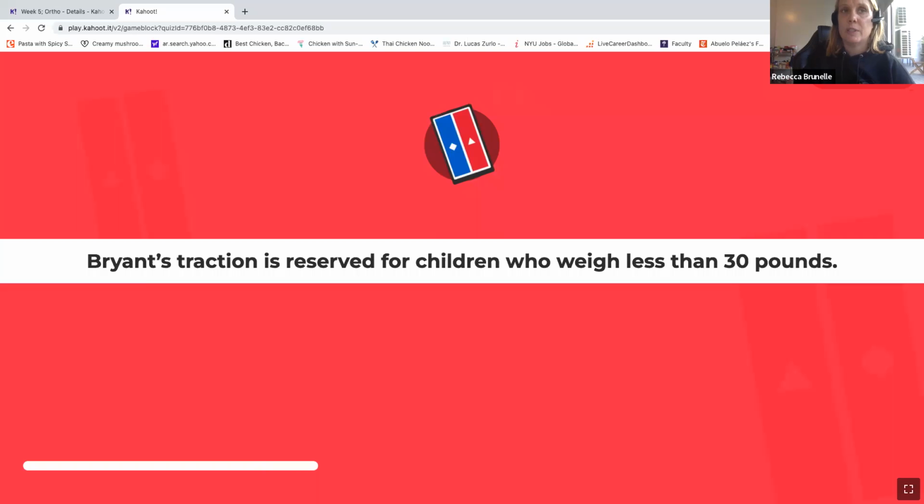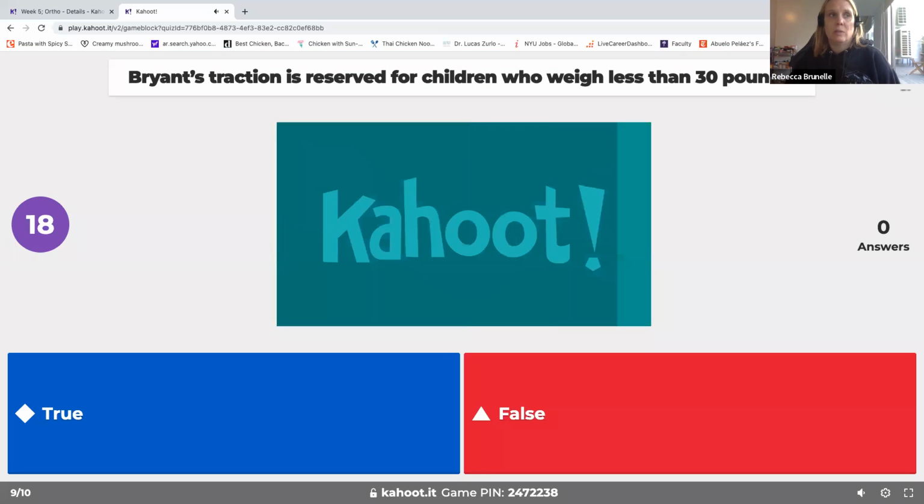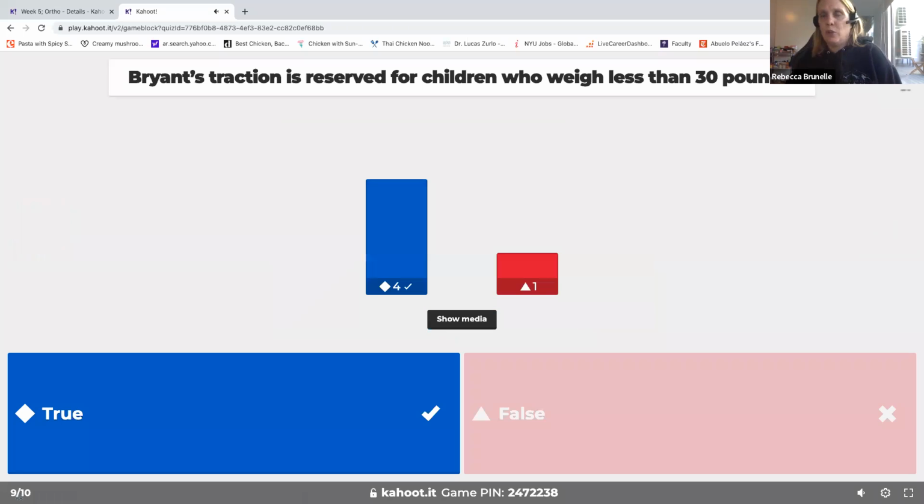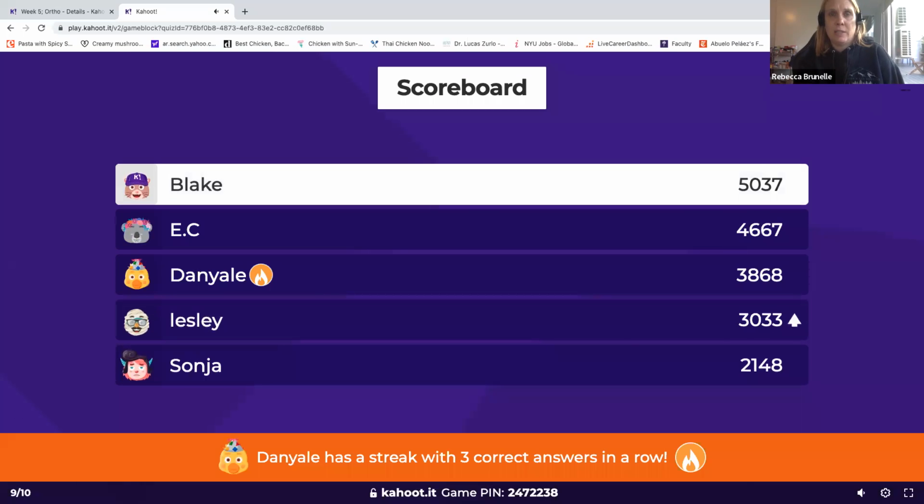So true or false? Bryant's traction is reserved for children who weigh less than 30 pounds. Yeah, that's true. That's the little kid one where their legs are up in the air. All right, good job, you guys.